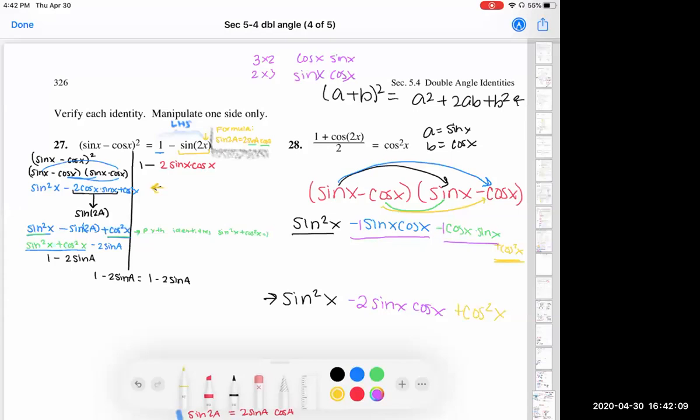Oh, okay. So the final answer was 1 minus 2 sine A? Yeah, I'm sorry. Is that the same as 1 minus sine 2x? Oh, I switched between X's and A's halfway. It's X's, not A's. But is sine 2A the same as 2 sine A then? Yeah, I just messed up my variables, but the argument and our work in between is still the same. Just change your X's to A's.